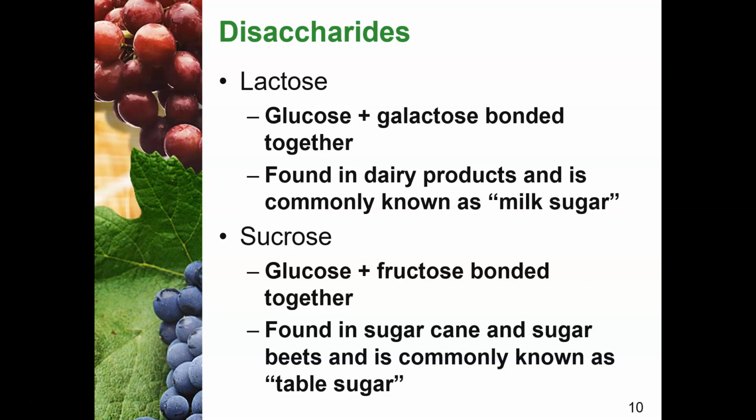There's lactose. Lactose is found in dairy products. We commonly call this milk sugar. If you have milk or any kind of milk product, it will have lactose in it. So milk, cheese, yogurt, ice cream, any kind of cream sauces for pasta or anything like that, all of them will have lactose. And lactose consists of glucose and galactose chemically bonded together. Another important disaccharide is sucrose. Sucrose is just table sugar. Sugar cane or sugar beets are sources of sucrose. And they consist of glucose and fructose bonded together.